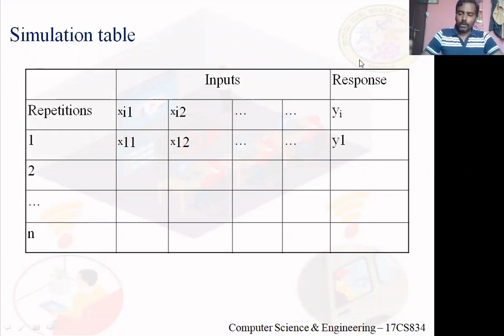So, the third customer arrived 5 minutes after the second customer's arrival. So it means the third customer will arrive at time 20. So what is X31? It is 20. Got it? So now X31 is 20.